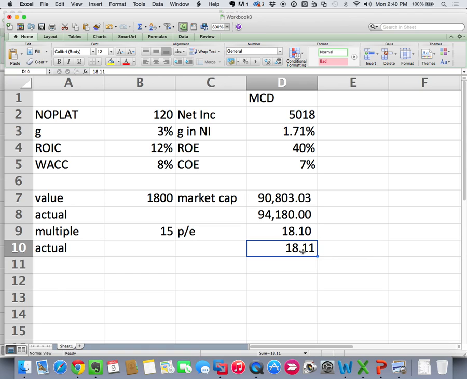Now here's what's interesting. My market value is off by about $3.3 billion. Why? Why wouldn't my PE and my market cap actually match? And I'll give you a hint. Operating value is what we're solving for here. So what are we missing? Operating value plus what equals enterprise value? What are we missing?